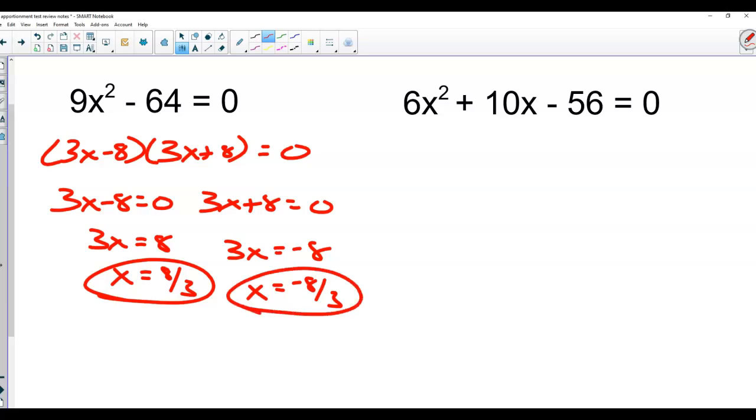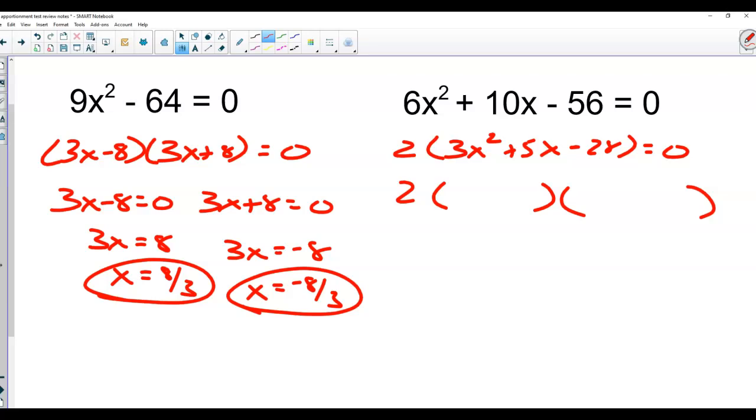Second one, I'm going to take a GCF out. All three are even numbers, so I can at least get a 2 out. When I break the factors down here, it's just 3x and x. My factors of 28 are 7 and 4, probably my best bet. 2 and 14 and 1 and 28, I'm going to try 7 and 4.